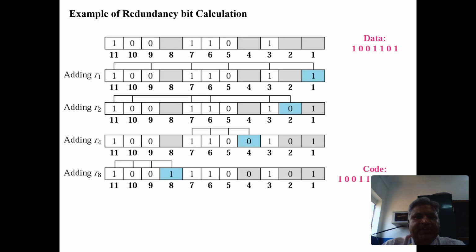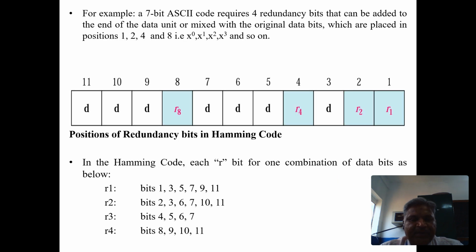It is written here likewise. Now we are going to check for R1. We need to look into positions 1, 3, 5, 7, 9, 11, according to this screen. So leave out position 1 and pick out the bits that are present in 3, 5, 7, 9, 11.